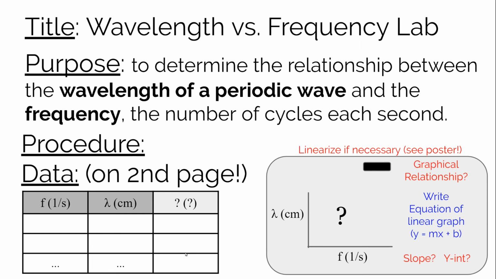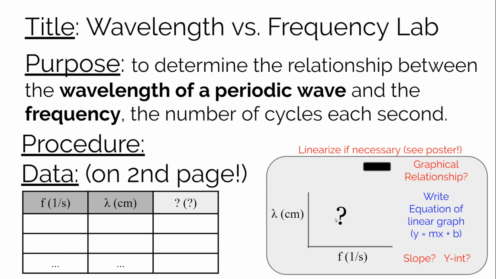So once you get your data, we're going to go through the same process of data analysis as we have in all of our previous labs, and so we're going to graph the 2 variables. Find out, first of all, how they're graphically related. When you get to this point, I want you to put the frequency on the x-axis, measured in inverse seconds, and the wavelength, or lambda, measured in centimeters on the y-axis. You can go through the same process. You're going to find out how they're graphically related.